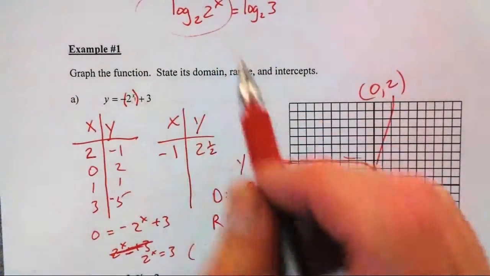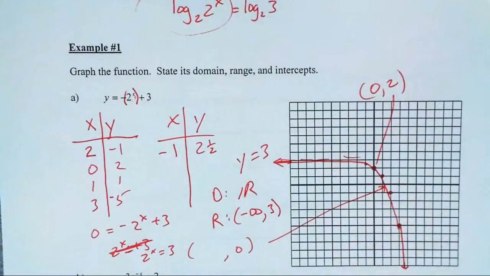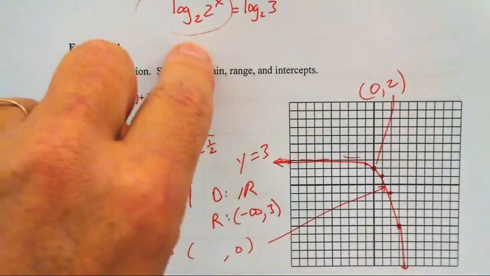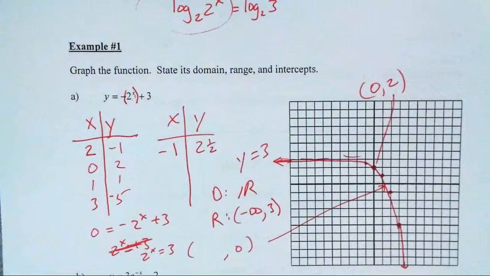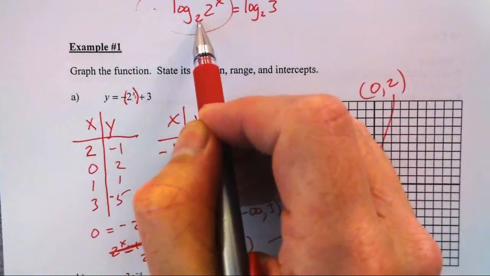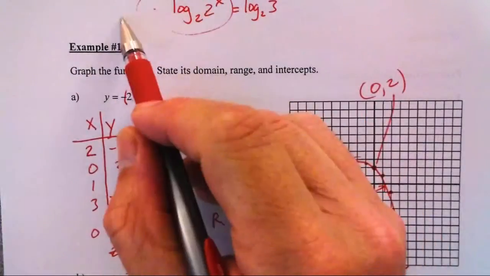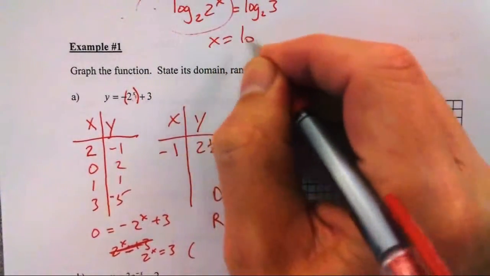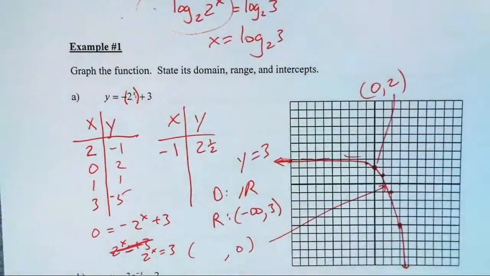This is the exponent that would turn 2 into 2 to the x. What could it possibly be? 2 to the what equals 2 to the x? It's just x, right? Or you can pull the x out in front. What's the exponent that turns 2 into 2? 1. x times 1. So this is x equals log base 2 of 3.